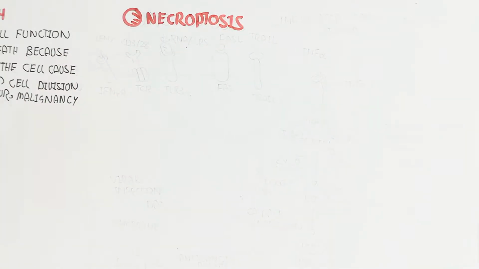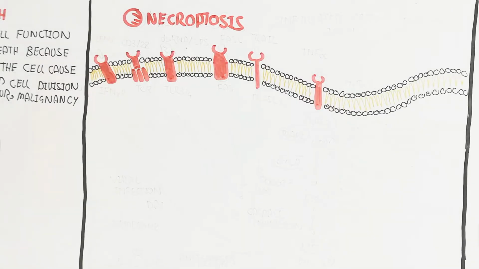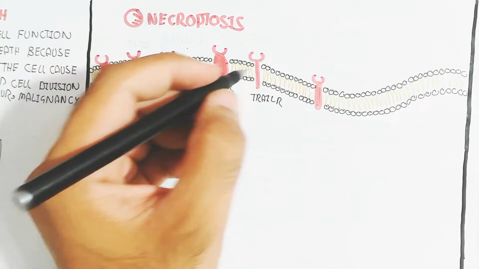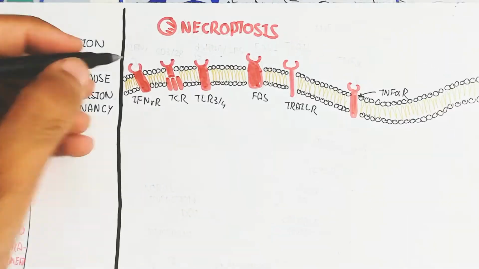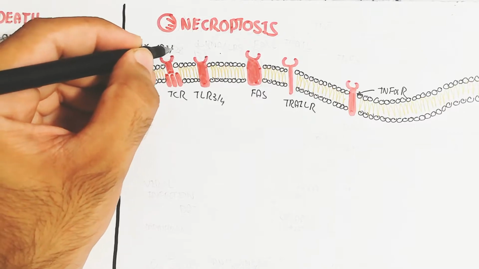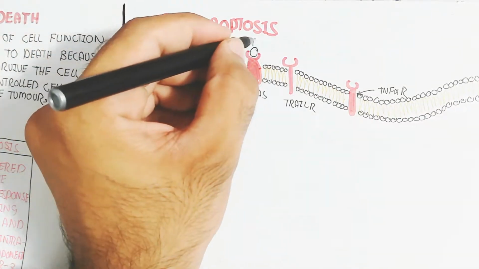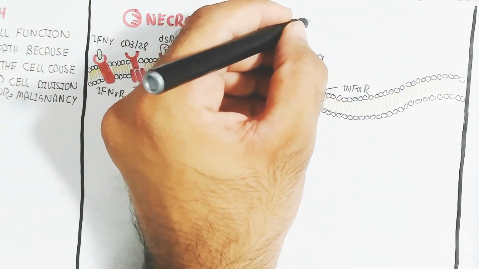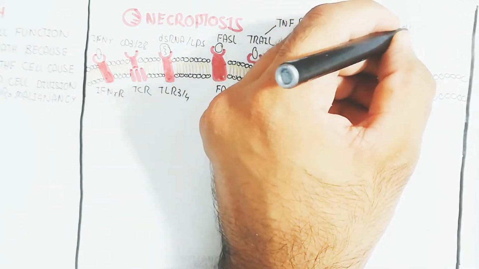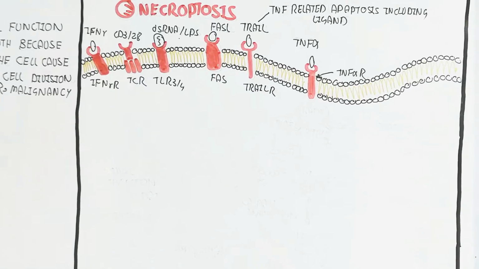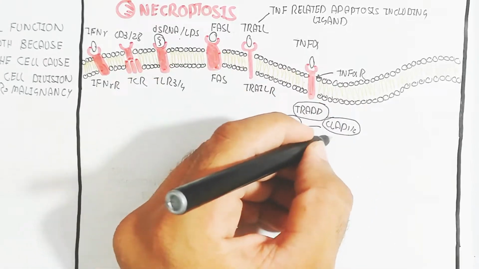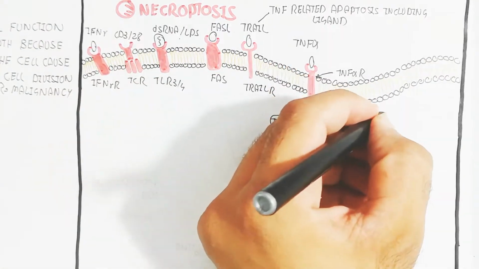So let's begin to understand the necroptosis. Necroptosis involves different receptors. Here we will discuss the tumor necrosis factor gamma receptor, T cell receptor, toll-like receptor 3 and 4, Fas receptor, and TRAIL receptor, which are related to apoptosis, including the ligand, and the tumor necrosis factor alpha receptor, which binds this ligand, several ligands, the specific ligand binds with this receptor. For example, the interferon gamma and CD3/CD28 and double-stranded RNA, lipopolysaccharide and TRAIL, you can understand.